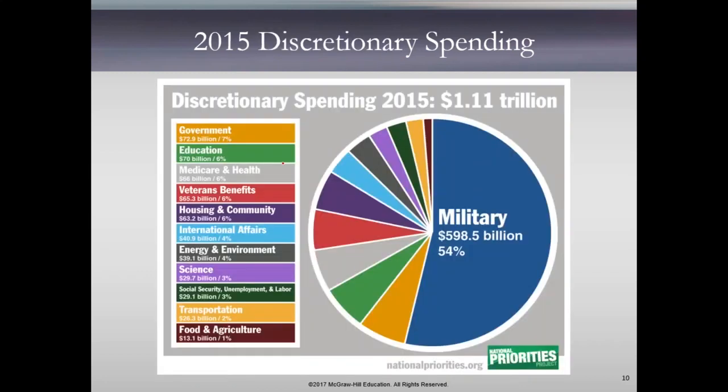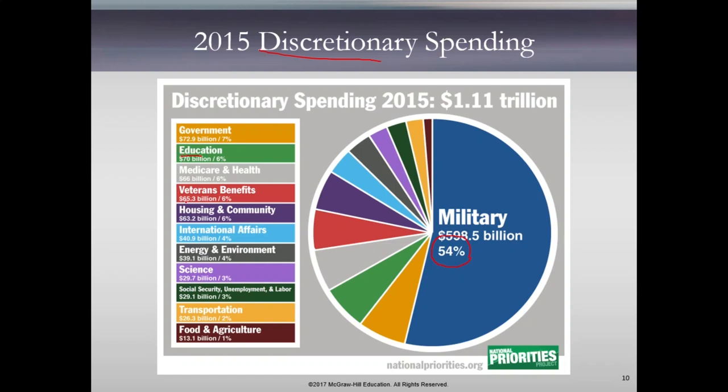This is your pie chart in the same year for your discretionary spending, and by far the largest component of discretionary spending is the military. That's about 54% of $1.11 trillion in 2015 on discretionary spending. Other components would be some of the broader aggregated areas of appropriations that we talked about in the budgeting process.